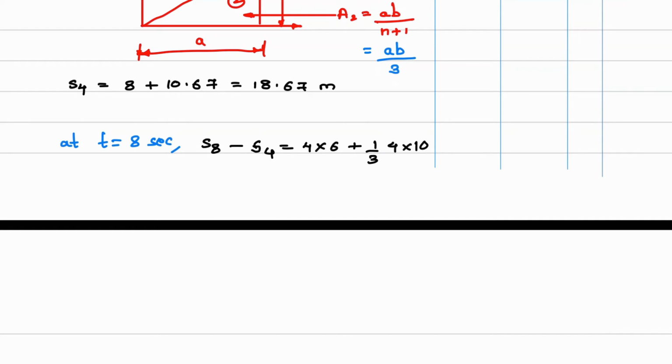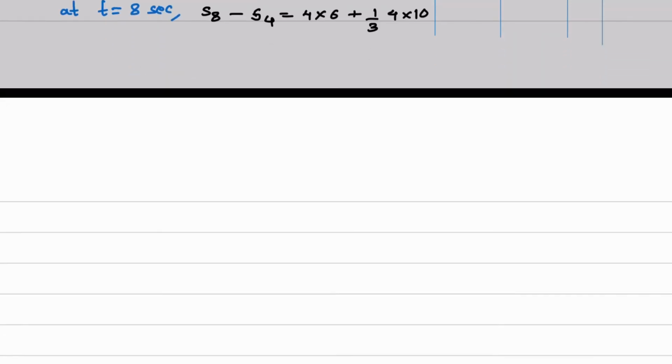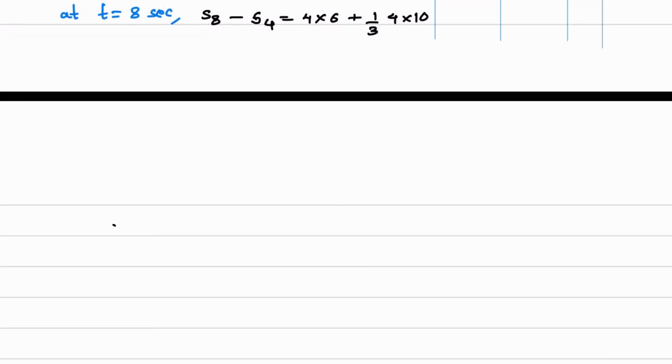So from here we can calculate the S4 value. This is already written over here. We have calculated it, right? So just substitute that. From here we can calculate S8. So S8 is equal to 24 plus 13.3, and take that value on the right hand side, plus 18.67. So this value is 55.97.